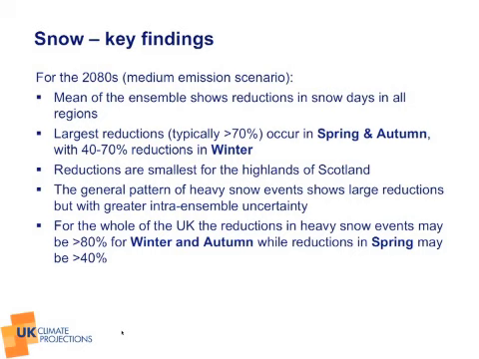For snow, projections show a reduction across all regions. The largest reductions are for spring and autumn, which are projected to be greater than 70%, and for winter, a 40 to 70% reduction is projected for the 2080s. For the whole of the UK, the reductions in snow events may be greater than 80% for winter and autumn, and greater than 40% in spring.